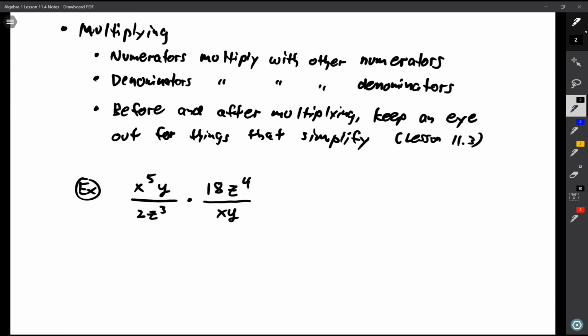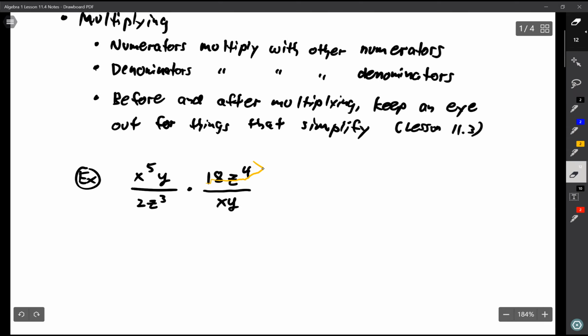So, numerators multiply with other numerators. In other words, this x to the fifth y is going to multiply by that 18z to the fourth. And then denominators multiply with each other. So this denominator is going to multiply with that denominator. All right? So there's that piece. But then also before and after multiplying, keep an eye out for things that simplify.